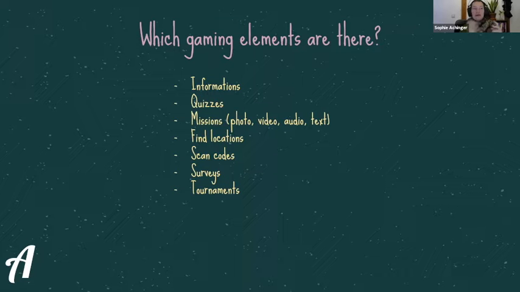People use it for city tours. So maybe they just use information elements and find location elements and program a city tour, or they use it for escape games like the one we're playing today, where you have a huge combination of different quiz questions and mission elements. Teachers use it to test their children on a certain topic. People use it for their weddings to create a little photo rally where you have to make a lot of different photos that then get put on a website afterwards. So there's a huge range of use cases.